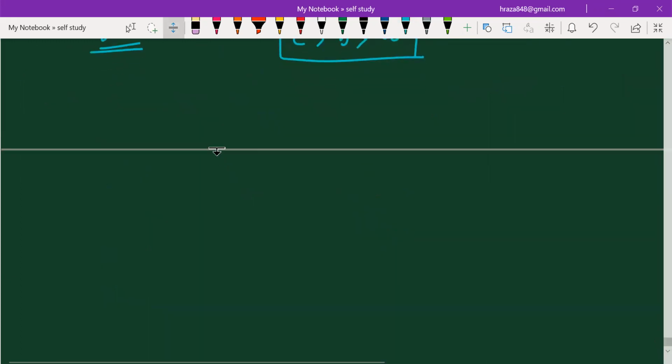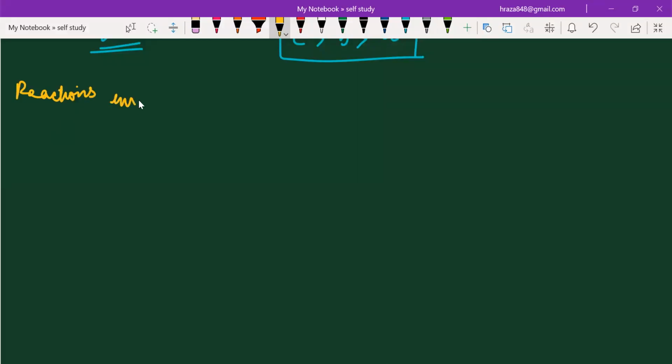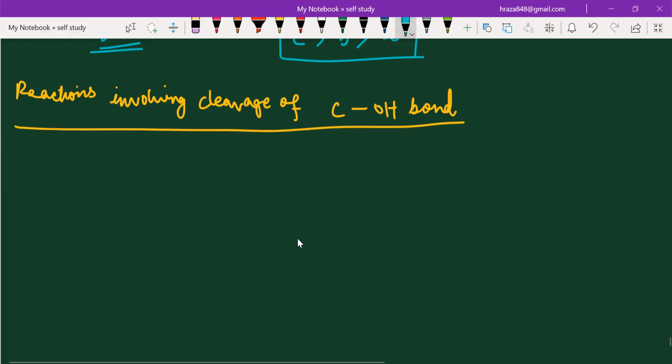I'm going to change the slide and let's start the next reaction, that is reactions involving cleavage of the O-H bond. First is basically formation of anhydride, or you can say preparation of anhydride.